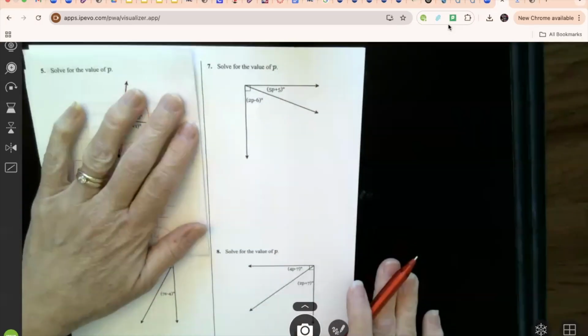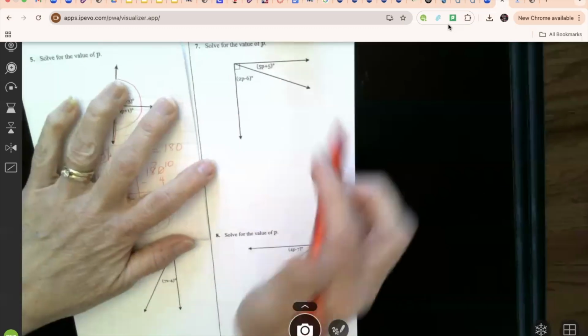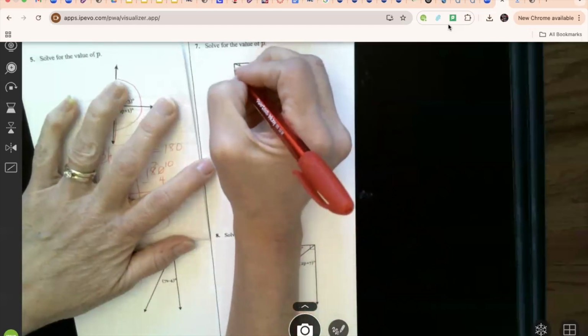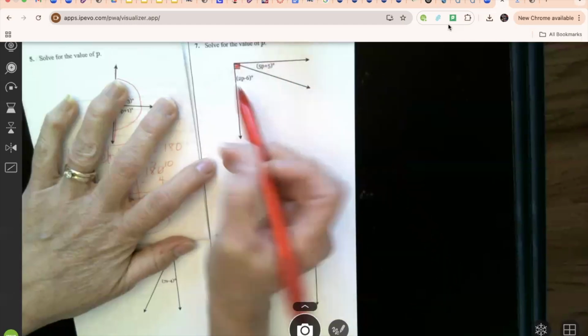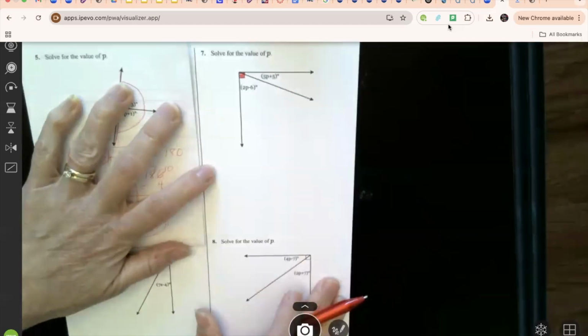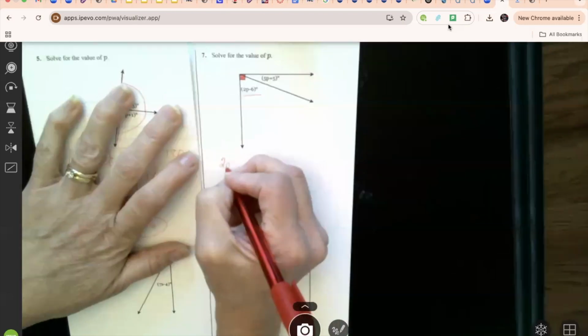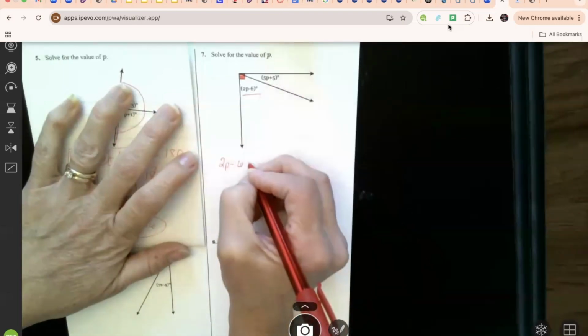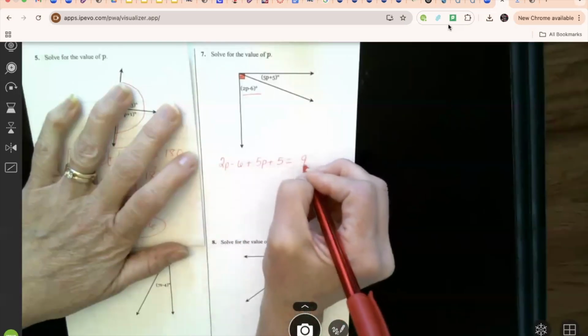All right, so let's look at number 7. Number 7 says solve for the value of p, and you see that there are two angles and they are complementary, which means they equal 90 degrees. You know they're complementary because they have this square symbol in the corner. So that means 2p minus 6 plus 5p plus 5 equals 90 degrees.